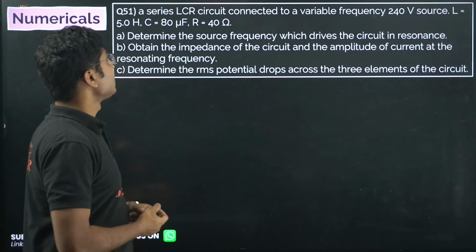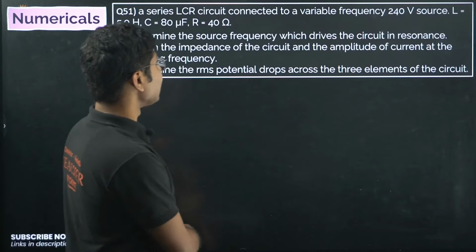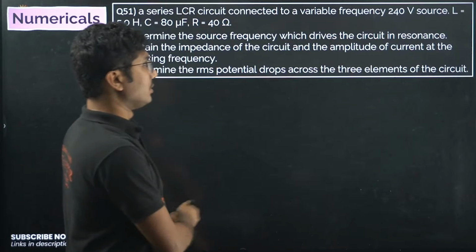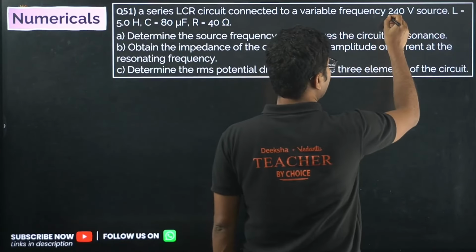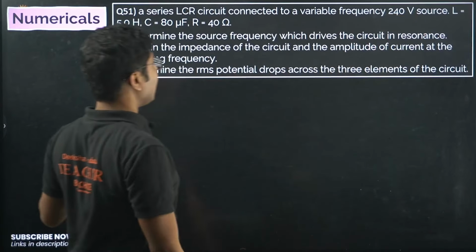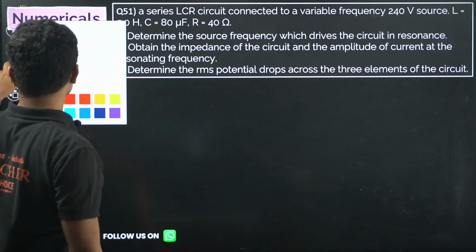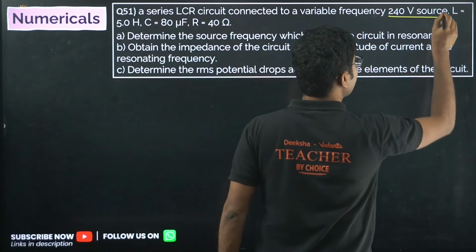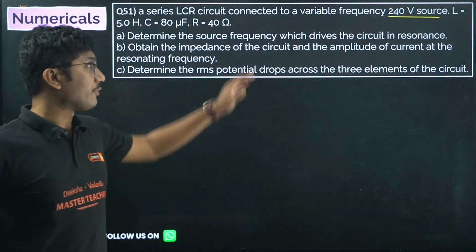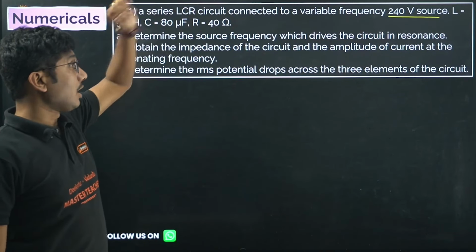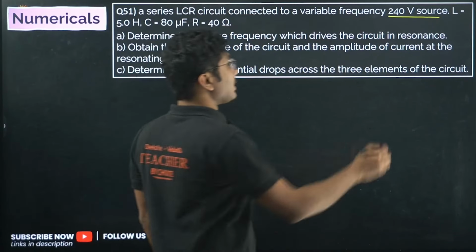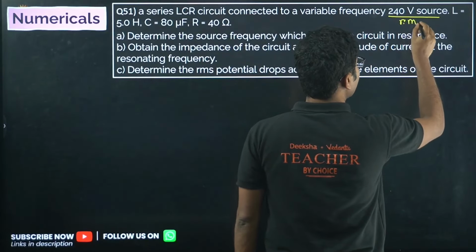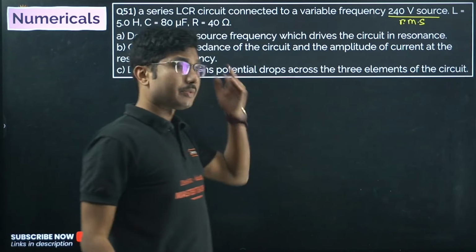Let's see the first question: a series LCR circuit connected to a variable frequency 240 volt source. So remember, the frequency is variable, but the source is 240 volt. Remember, if nothing is mentioned, it generally refers to RMS voltage.